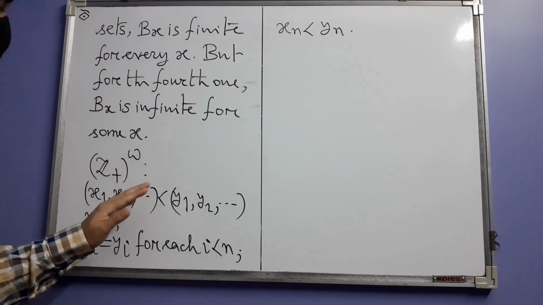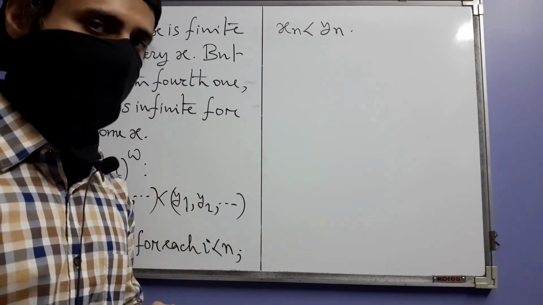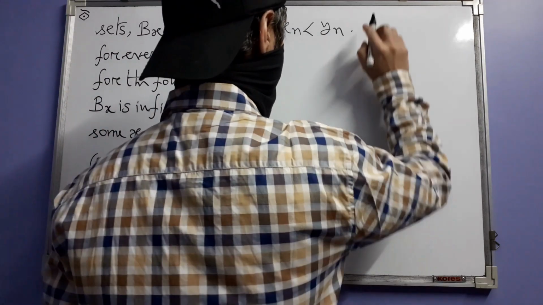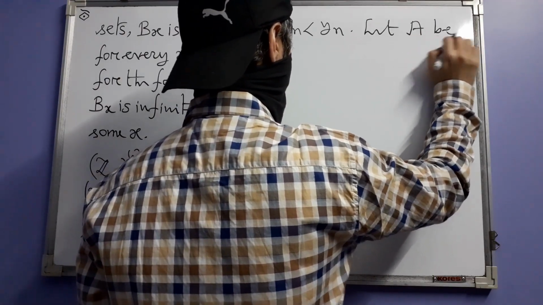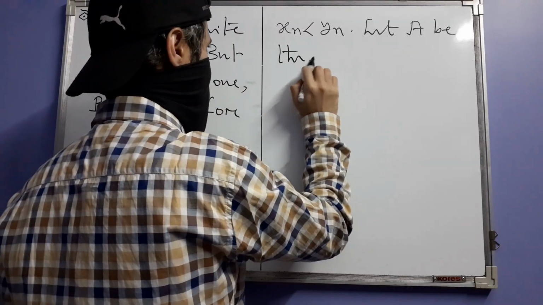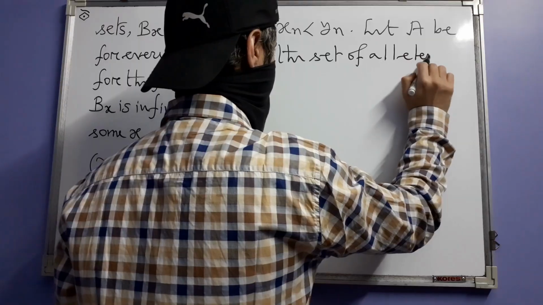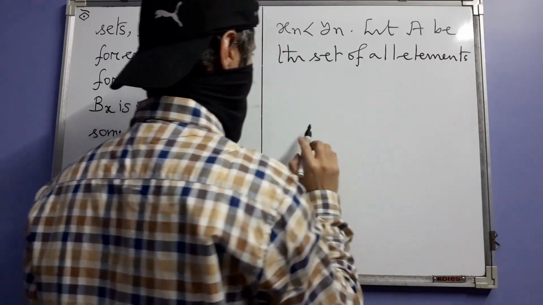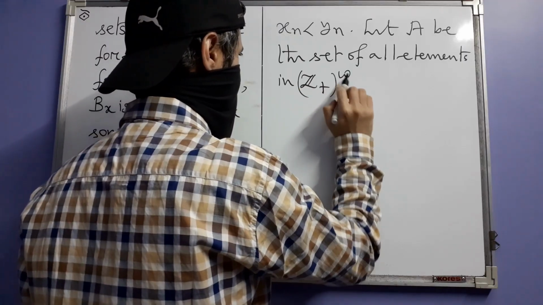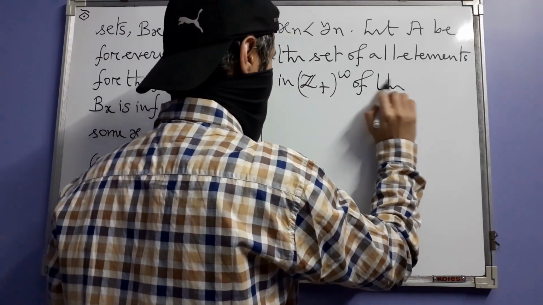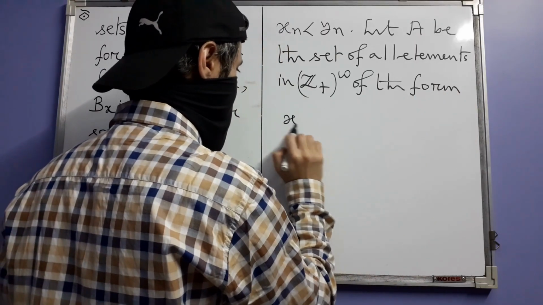However, it's not a well ordered set with this order. The reason is this: let A be the set of all elements in this of the form this.